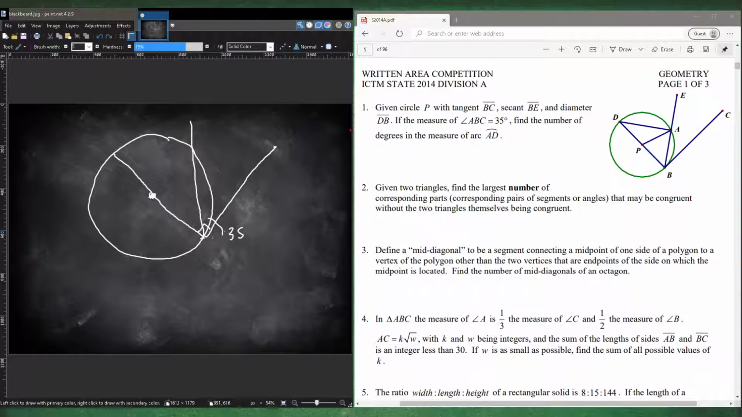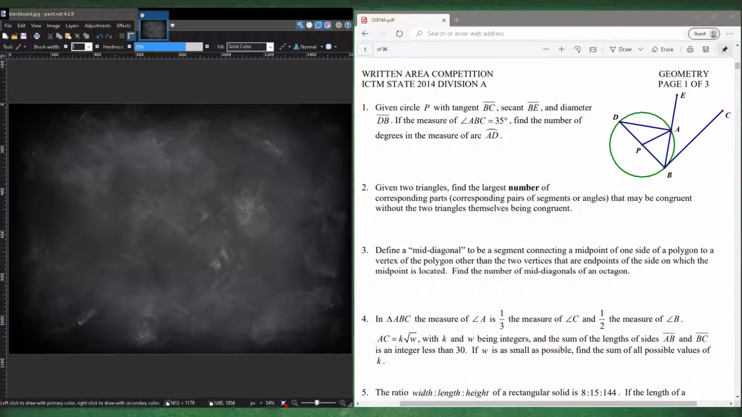So since this is 90 degrees, because it's tangent, then 90 minus 35 is 55. And if you know inscribed angles, which is really simple, your inscribed angle is half of your arc. So if this is 55, then this is going to be 110. And that's your answer for number 1.